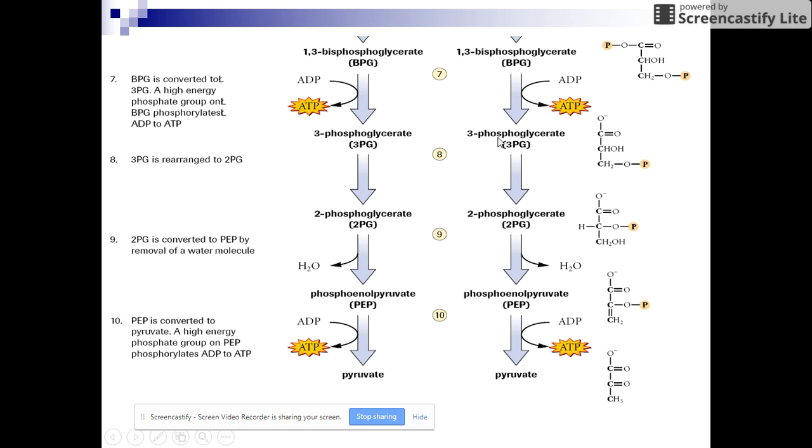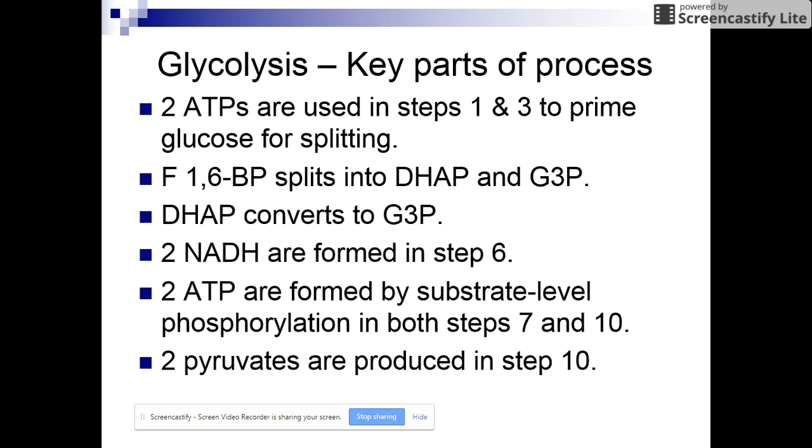And you get 3-phosphoglycerate. And then that's rearranged to 2-phosphoglycerate. And then finally, the final phosphate is added to an ADP molecule to make ATP. And then you end up with 2 molecules of pyruvate. That's the end product of glycolysis, along with the ATP and the NADH that is made. So key parts of the process for glycolysis: 2 ATPs used to prime the glucose for splitting.